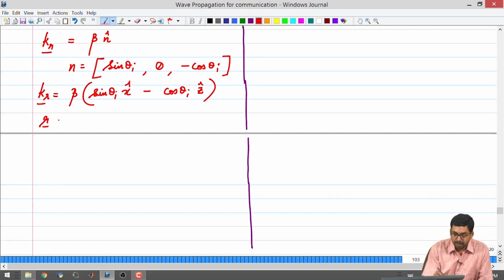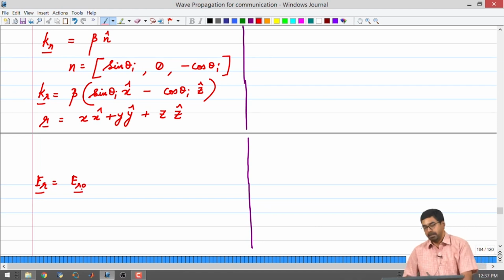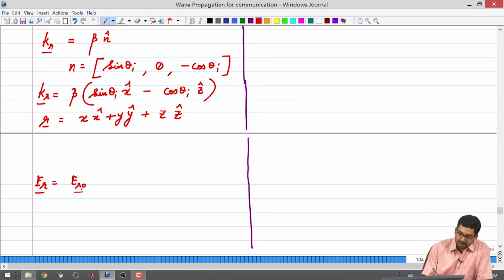The position vector that we are using is simply x hat plus y hat plus z hat, and now I can write down the expression for my reflected electric field. So, I can write down E_R, which has some magnitude and a direction, and with respect to space it is varying as e to the minus j beta 1, since it is in the same medium, k dot r.